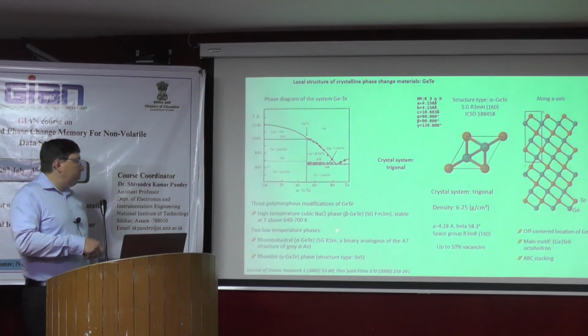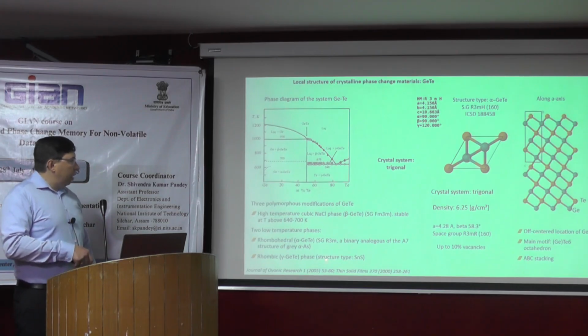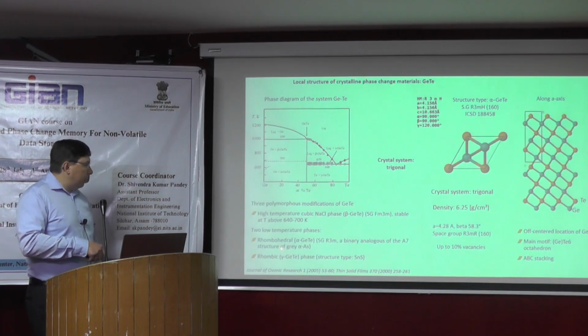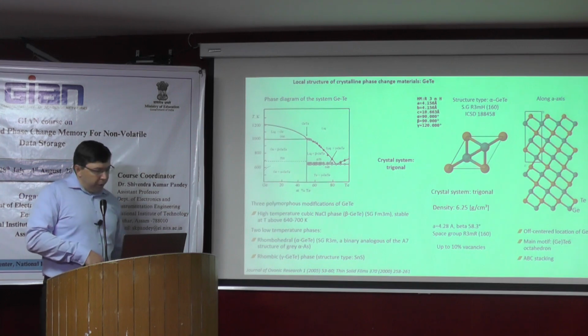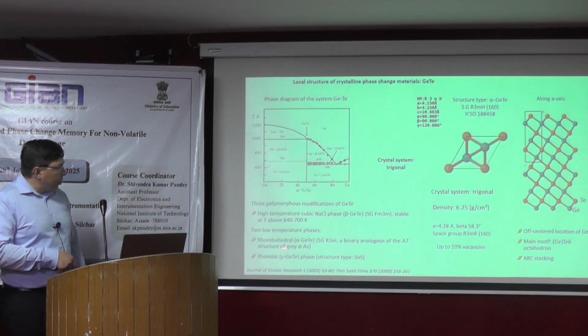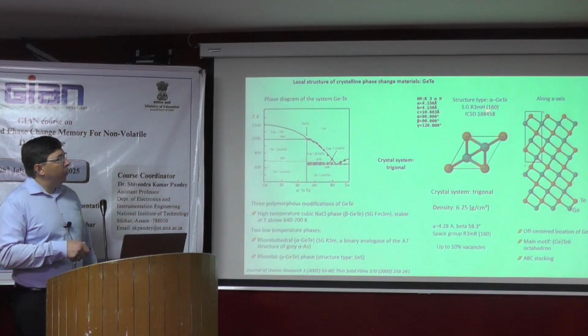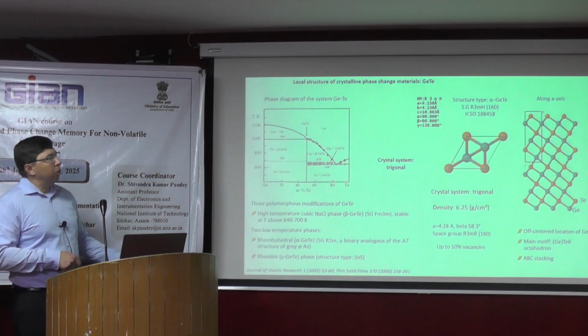And there are two low temperature phases, like rhombohedral alpha germanium telluride, crystallizing in this group. This is a binary analogue to the A7 structure. And rhombic gamma germanium telluride with the structure type tin sulfide. For phase change application, again, we use this rhombohedral alpha phase, which is crystallized in space group 160, R3m H. Again, this also belongs to the trigonal crystal system. That is why I call it trigonal.